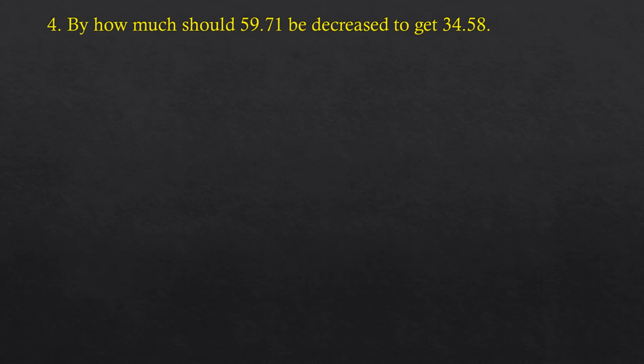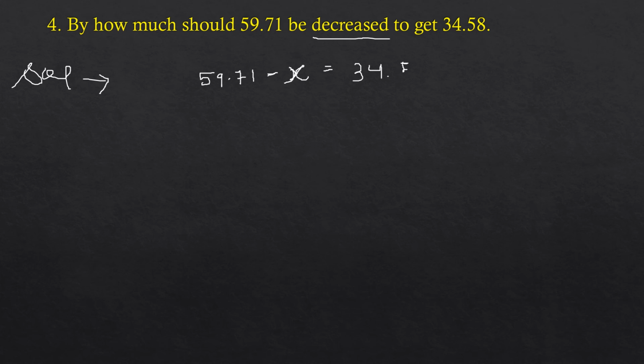Next question we have: by how much should 59.71 be decreased to get 34.58? Here we have to decrease. Decrease means here we will subtract. So let's see how to solve this type of question. We have 59.71. We are asked what should be decreased from 59.71 to get 34.58. We want 34.58 by decreasing something from 59.71. So let's say x should be decreased.